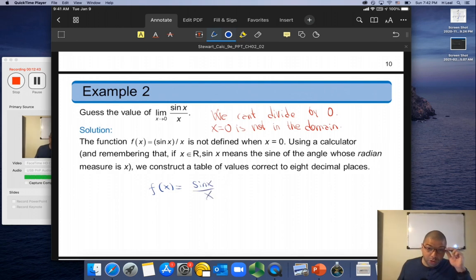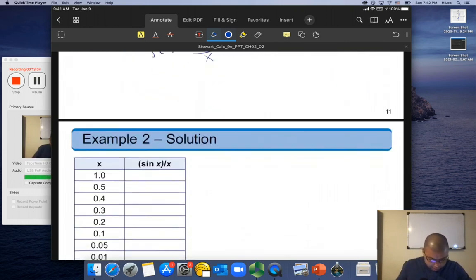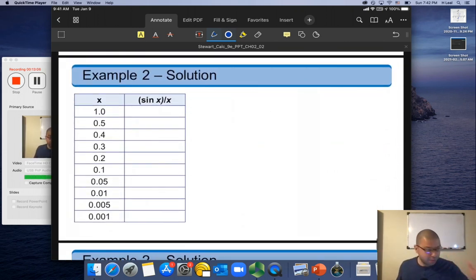That x equals 0 is not in the domain, so we're going to choose values that are closer and closer to 0, right? And then we're going to do a little bit of math and find out. Okay, so let me move on to the next page, and let's choose some x values here and do a little bit of math together. I have my calculator on me. You may want to have yours too, or use some other computer algebra system.